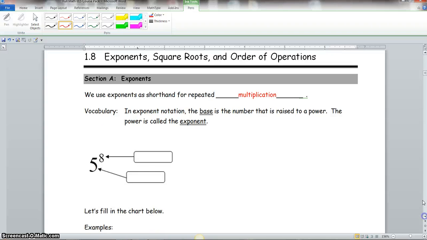Now we're going to start section 1.8. 1.8 is exponents, square roots, and order of operations. Section A, exponents. We use exponents as shorthand for repeated multiplication. In exponent notation, the base is the number that is raised to a power. The power is called the exponent. Now this 5 is your base. This 8 is the exponent.